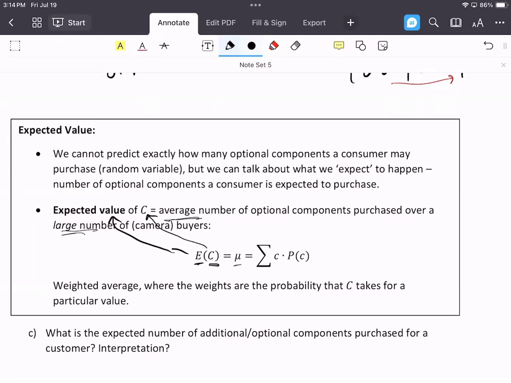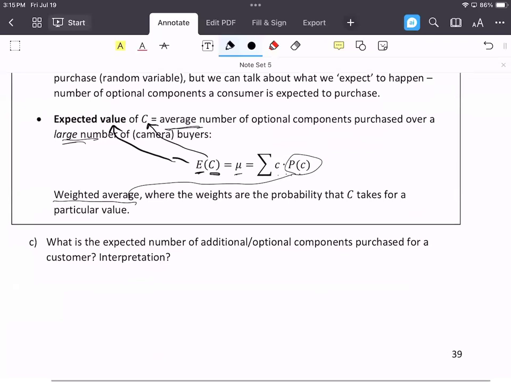and this is mu, equals the sum of C times P of C. And you're like, whoa, what's C and what's P of C? Well, this is actually just a weighted average. And you've done weighted averages before, I know. The weights are actually the probabilities. So there's your weights here that C can take for a particular value.